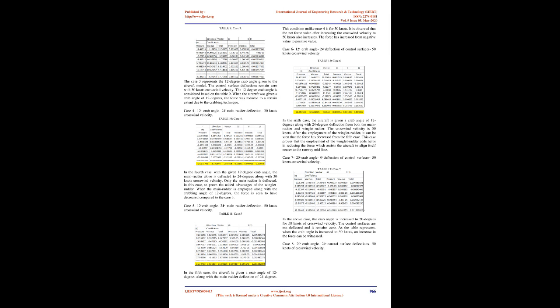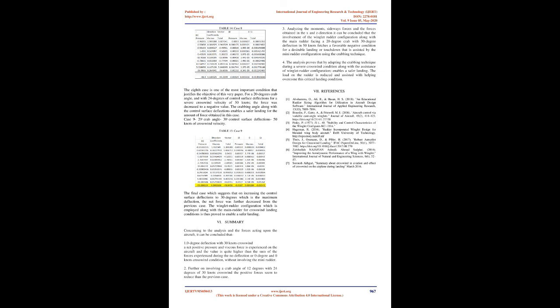Case 8. 20 crab angle, 24 control surface deflections, 50 knots of crosswind velocity. Table 14, Case 8. The eighth case is one of the most important conditions that justifies the objective of this very paper. For a 20 degrees crab angle, and with 24 degrees of control surface deflections for a severe crosswind velocity of 50 knots, the force was decreased to a negative value. The crabbing angle along with the control surface deflections enables a safer landing for the amount of force obtained in this case.